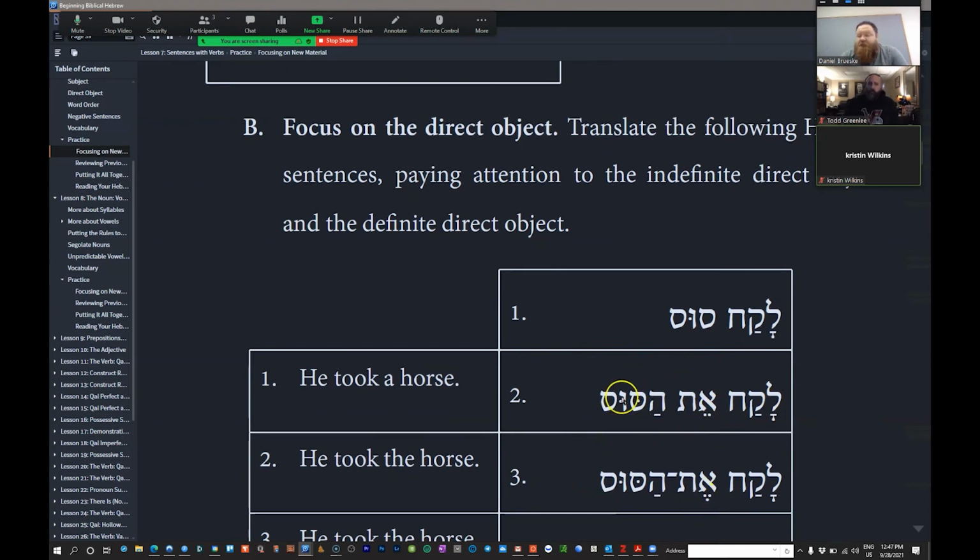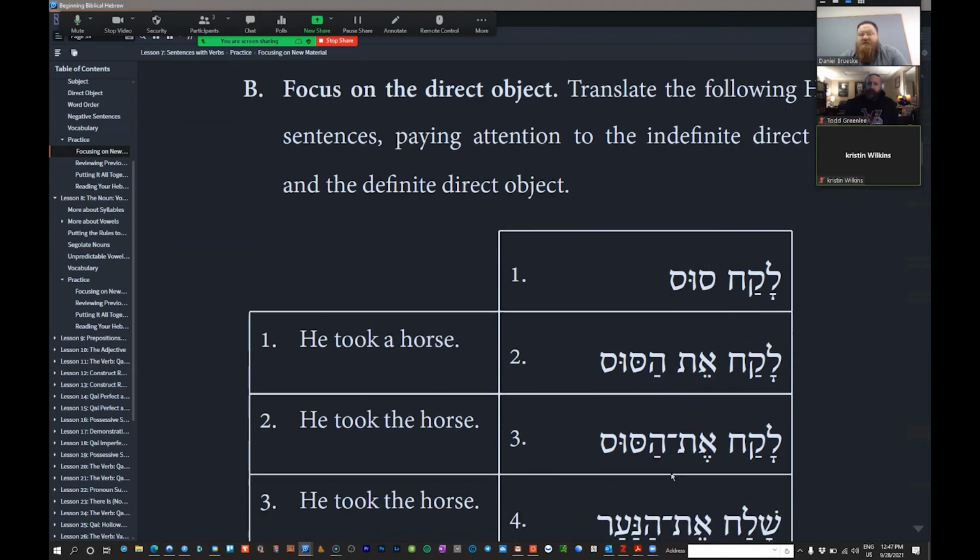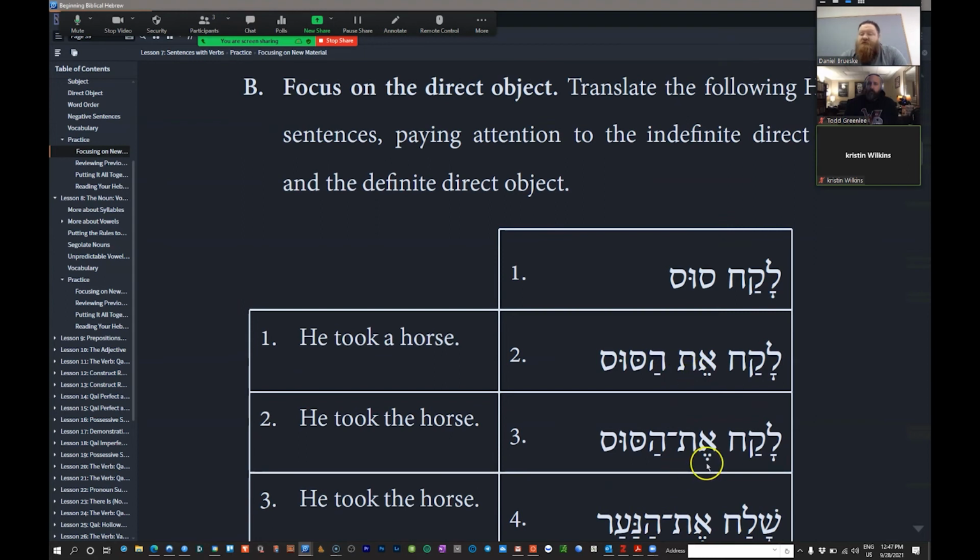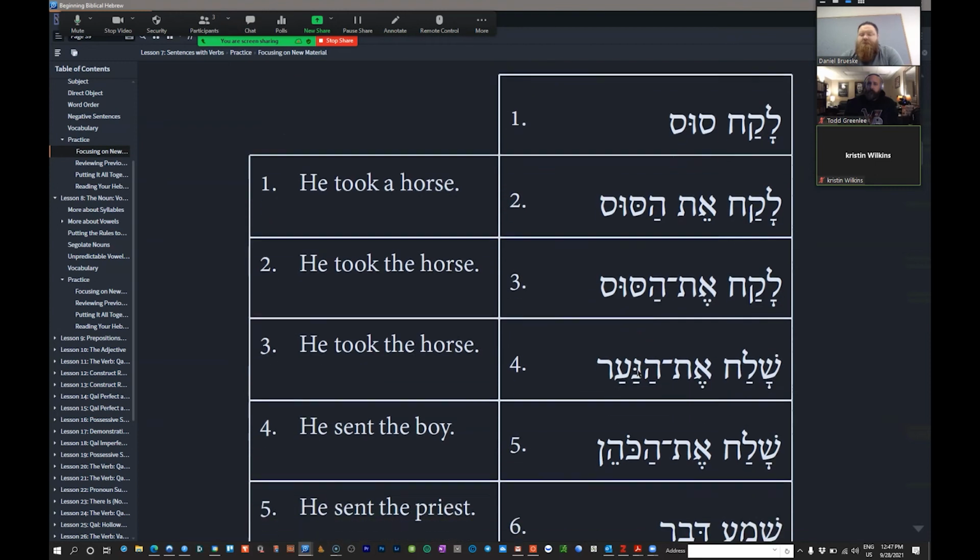Here, number 3, the only difference between number 2 and number 3 is we've now connected the words. That does not change the meaning of the sentence at all. It means the exact same thing. It's just most of the time you get et with the makef, sometimes you get et without the makef, but it means the same thing.